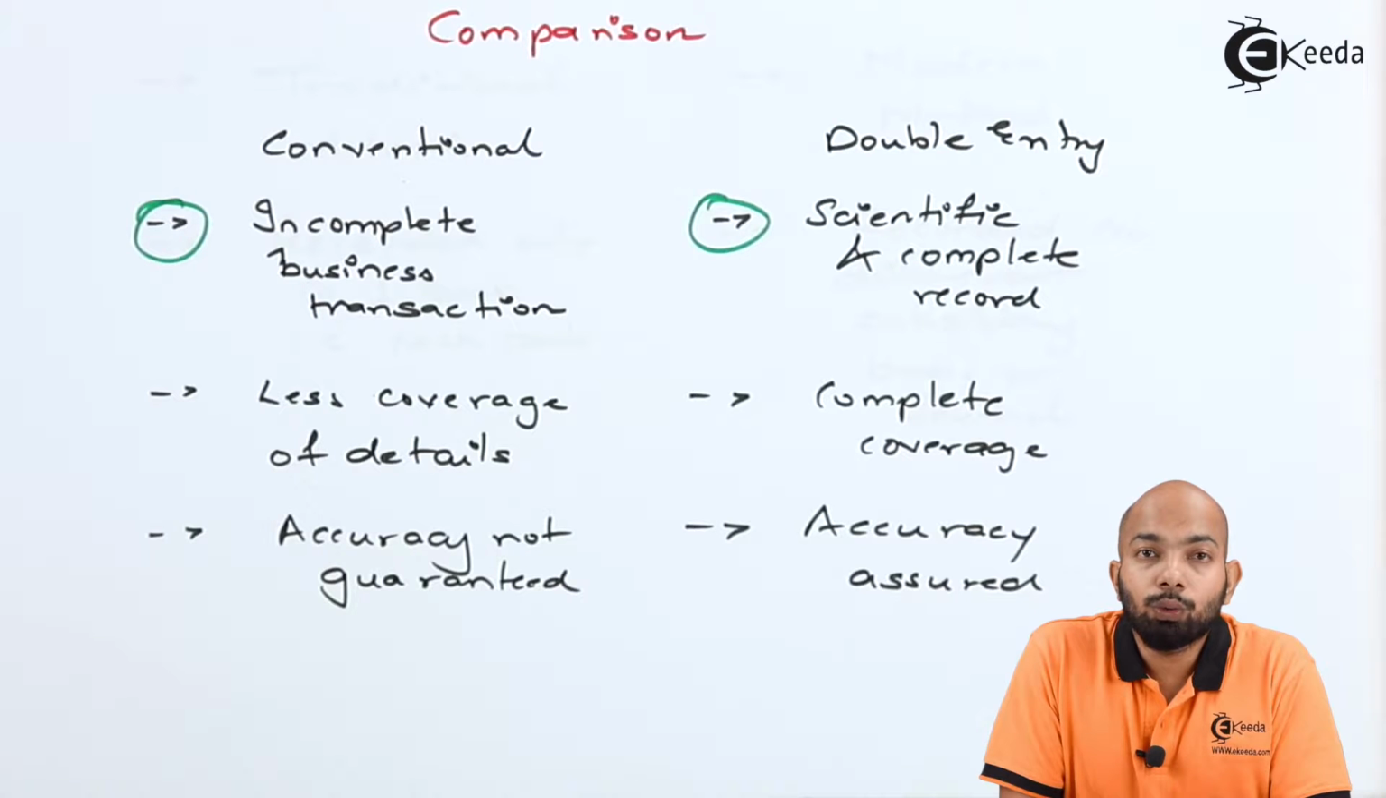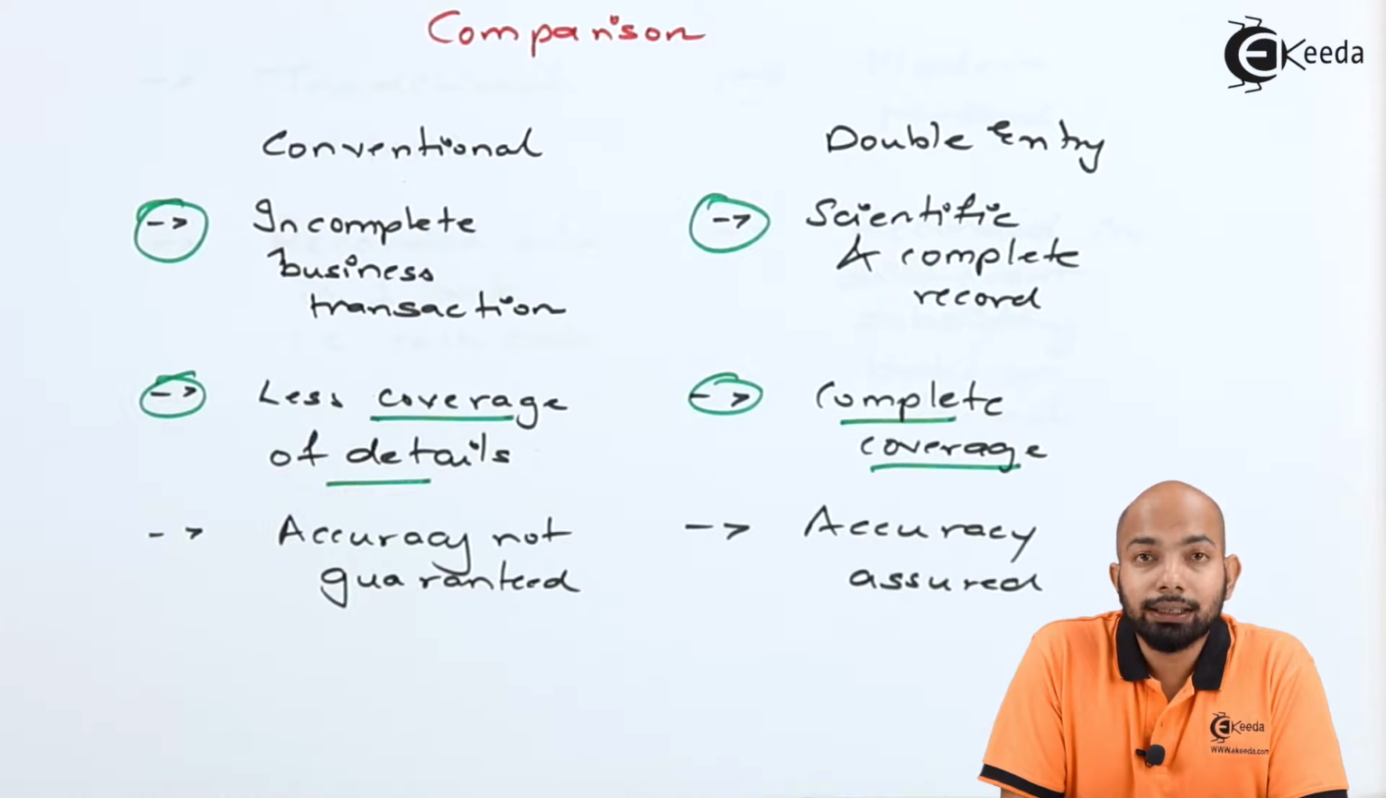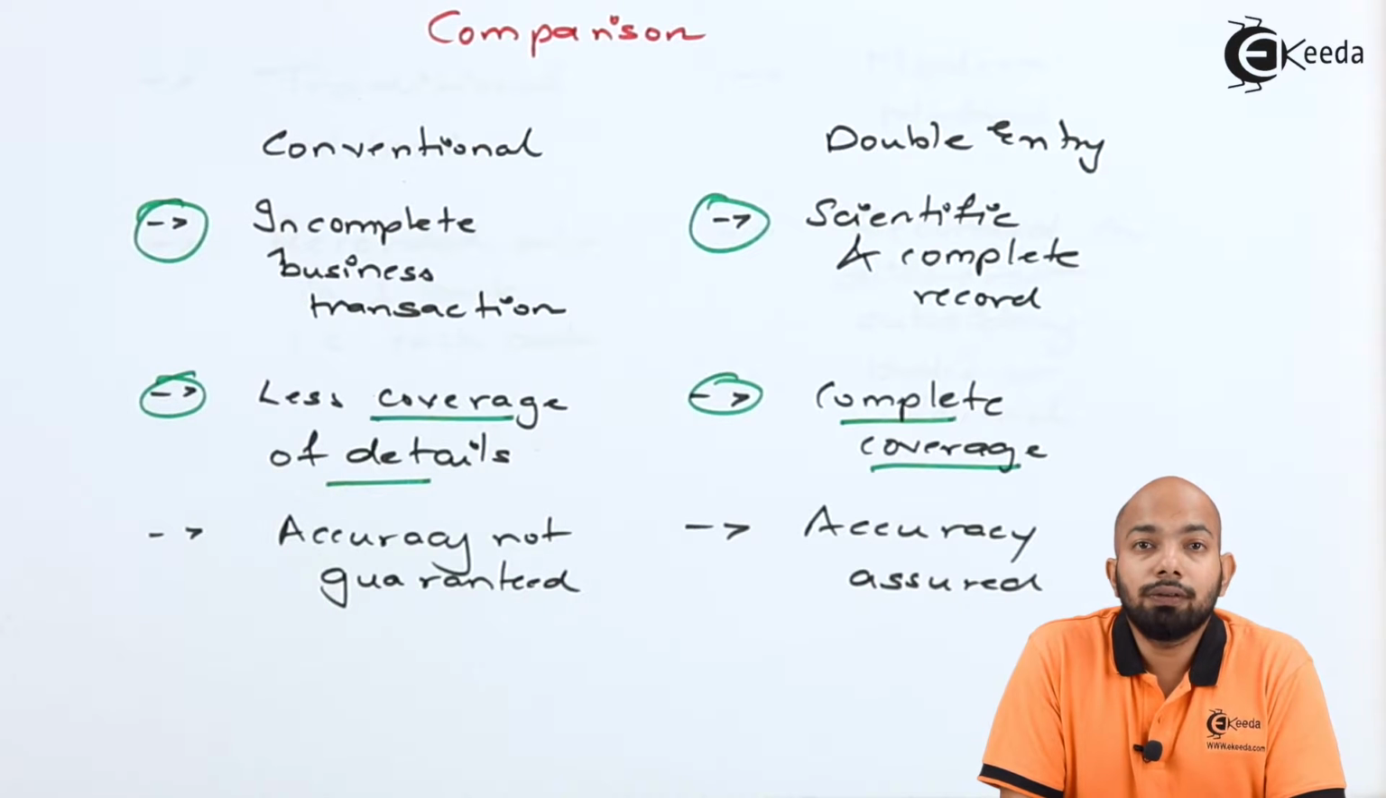Let's find out the second difference. One of these systems has less coverage. That's correct, the conventional one has less coverage of details. This approach uses just one aspect, either the debit or the credit, to record transactions. Hence, it has incomplete records, and the coverage of transactions is very low compared to the double entry bookkeeping system.